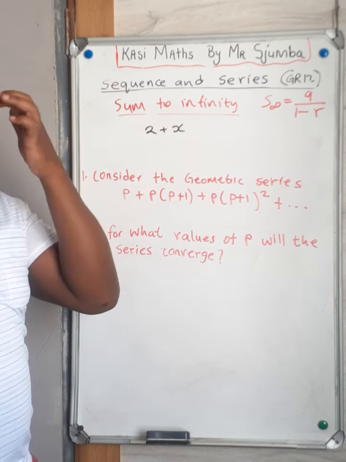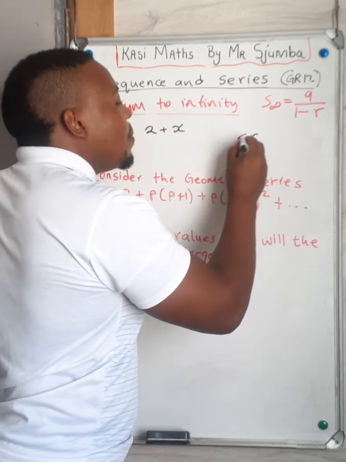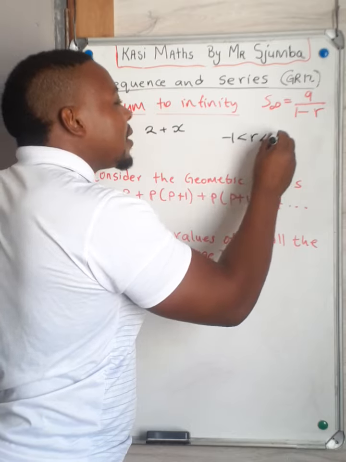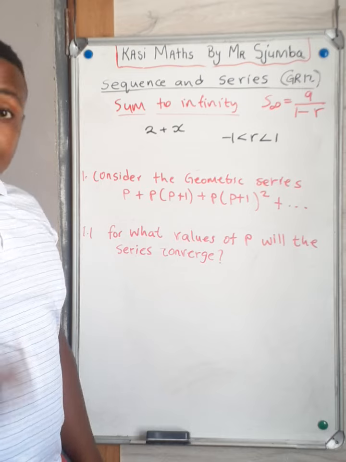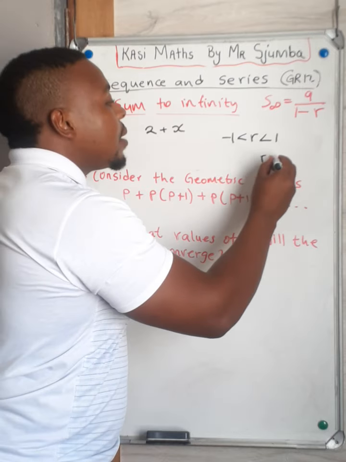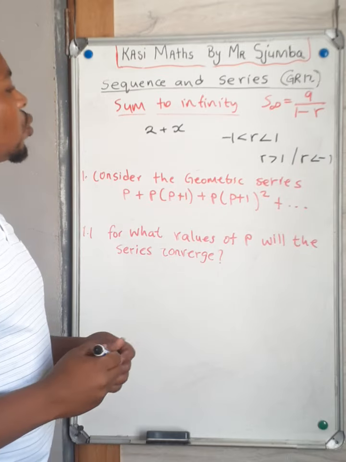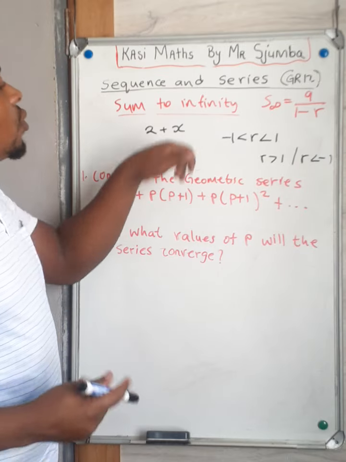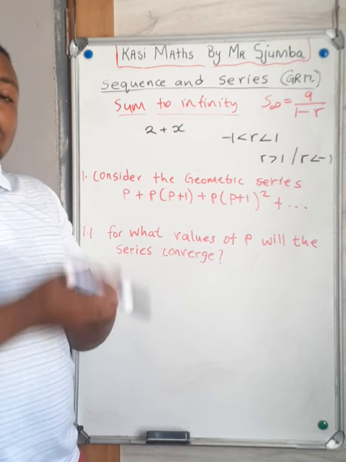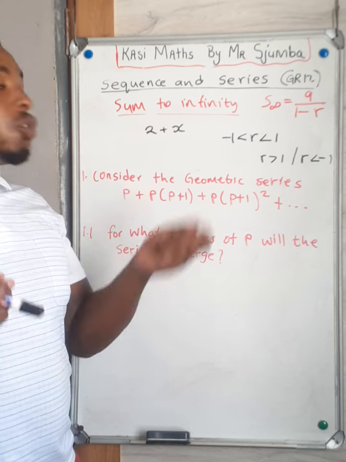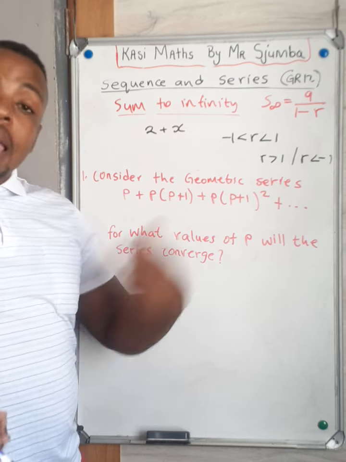You must remember one thing: the series converges if R is greater than minus 1 and less than 1. Right? And the series diverges if R is greater than 1 or R is less than minus 1. So the question asks for what values of x will make the series converge, so which x will make the value of R a number that is greater than minus 1 and less than 1.